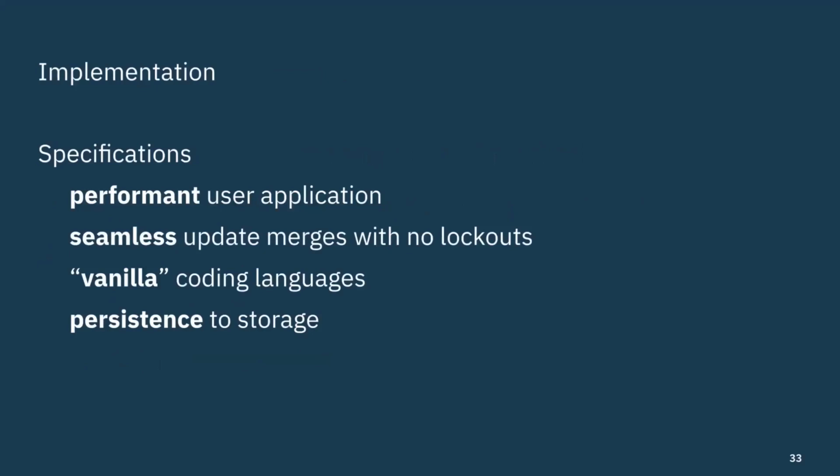Now I'll break down the implementation for our two problem domains. We established these guiding principles for most of our decisions and trade-offs. We wanted a performant user application. We wanted notebook state to seamlessly merge updates from other users without needing to use any sort of system of lockouts. And we wanted to use the most standard versions of coding language as possible. It shouldn't be a special variant of JavaScript specific to Pennant because we wanted this tool to be useful in the education sphere. We also wanted users to be able to store their notebooks in the cloud like a typical web application.